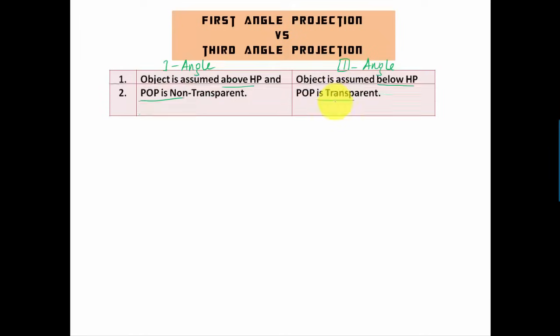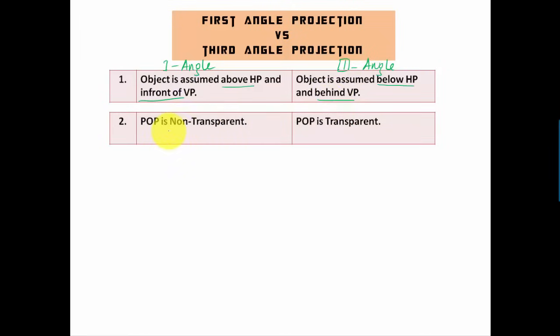Moving ahead, the plane of projection, when you speak of first angle projection, is non-transparent. But when you speak of third angle projection, you have the observer, then you have the plane of projection, and behind this plane of projection you're going to have the object. So in order to visualize this object properly, you have to make this plane of projection transparent. That's why it is being made transparent.